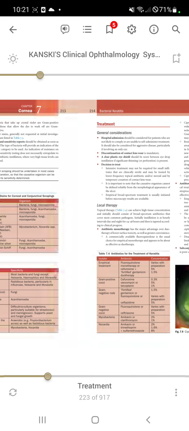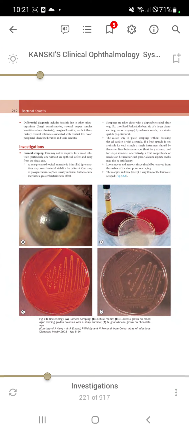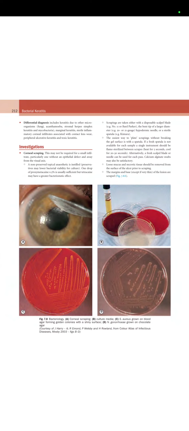Now we are going to study the investigations of corneal disease. Investigations of corneal disease are basically corneal scraping, corneal staining, and culture and sensitivity. So first of all, we are going to take the sample from the cornea. How are we going to take the sample from the cornea? In this paragraph, we are going to discuss that.